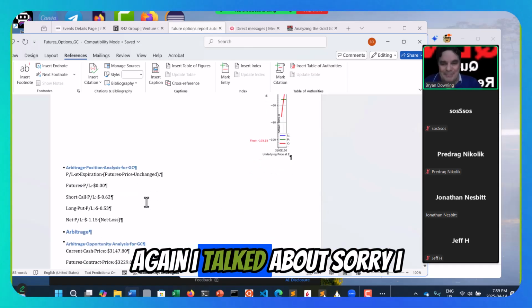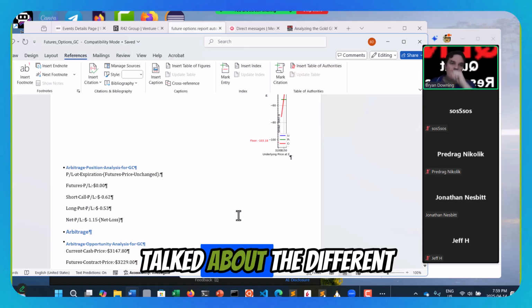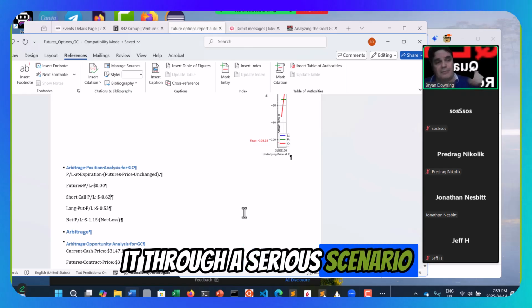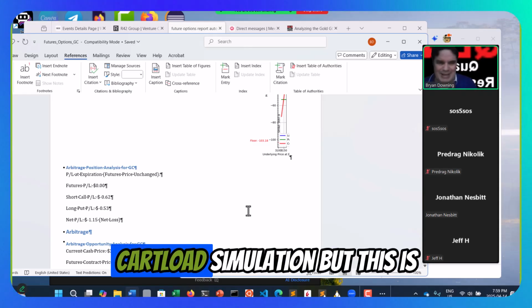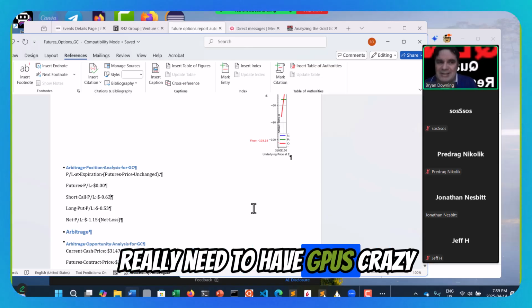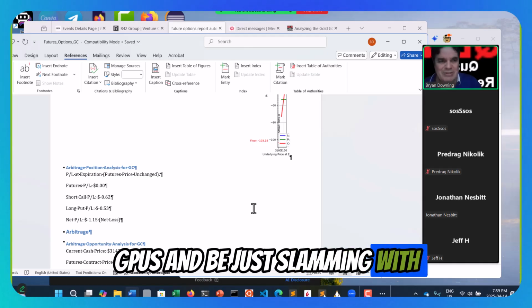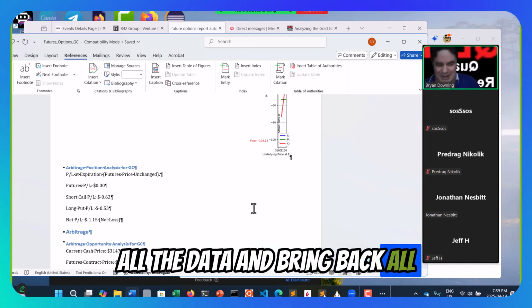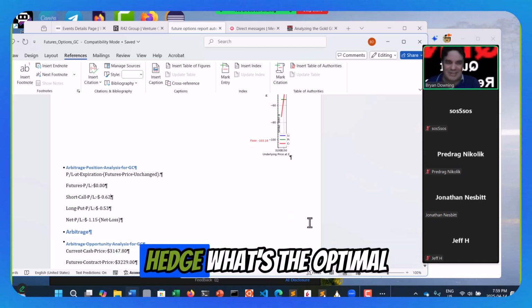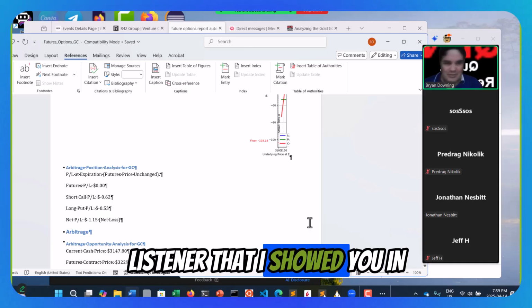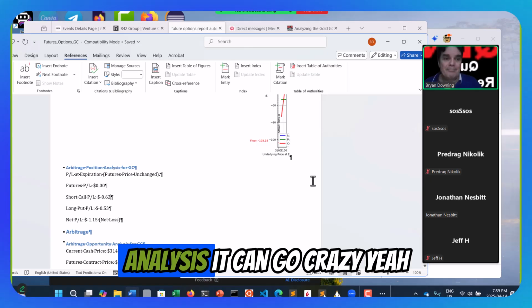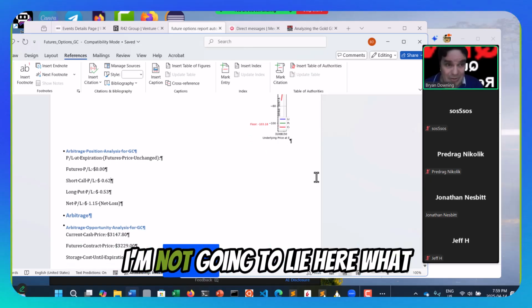Okay, so again, I talked about the different scenarios. So you're going to run it through a serious scenario, kind of equivalent of a Monte Carlo simulation, but this is different. This is where you really need to have GPUs, crazy GPUs, and be just slamming with all this data and bring back all these different trading scenarios and define what's the optimal hedge, what's the optimal this or that. And I showed you in the risk frontier to find your optimal portfolio analysis. It can go crazy on you. I'm not going to lie.